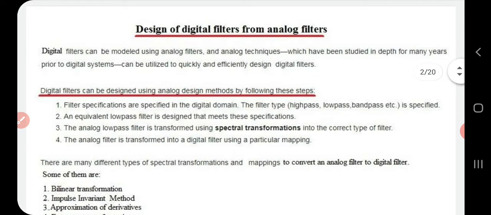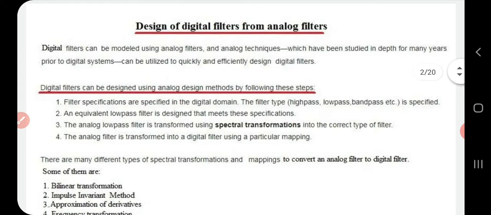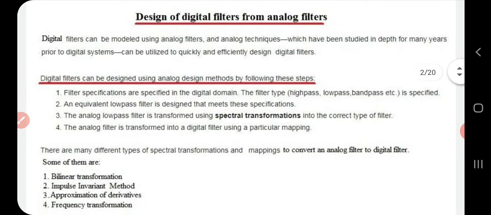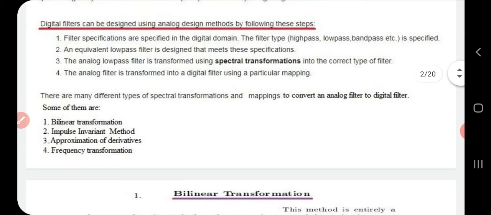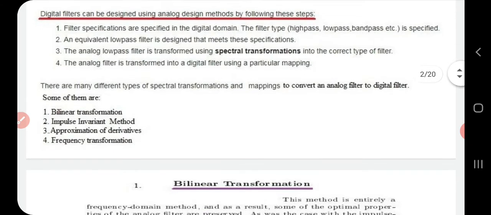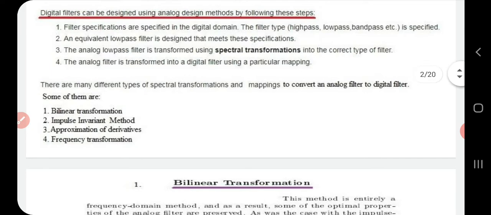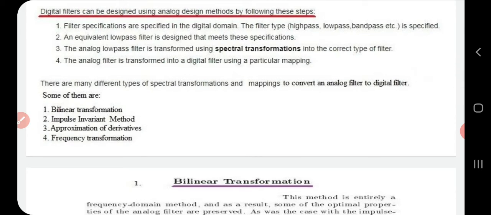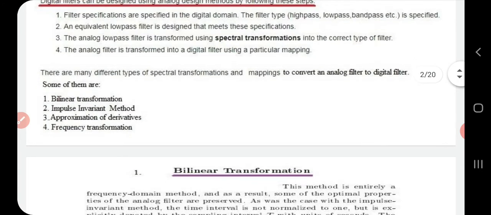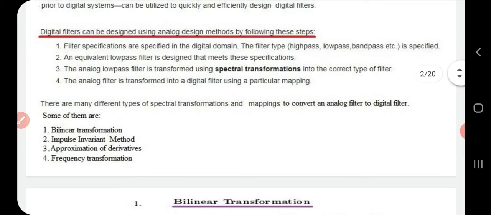Now, digital filters can be designed using analog design methods by following these steps. First, the filter specifications are specified in the digital domain. The filter type, that is whether it is high pass, low pass, band pass, etc., is specified. Then an equivalent low pass filter is designed that meets these specifications, and then the analog low pass filter is transformed using spectral transformations into the correct type of filter, and finally the analog filter is transformed into a digital filter using a particular map. So this is how a digital filter is designed by using the basic concepts of analog filters.